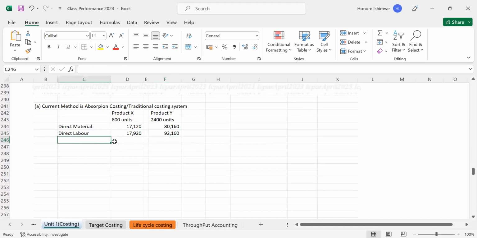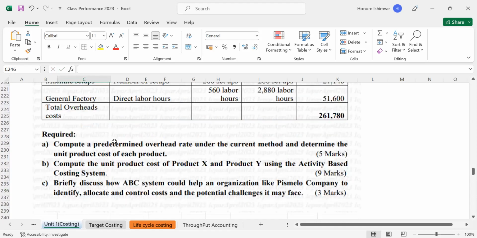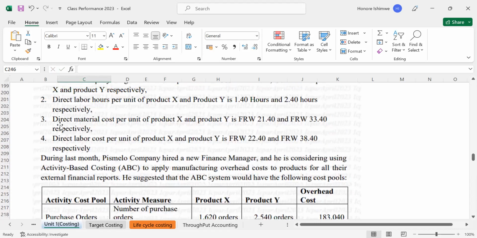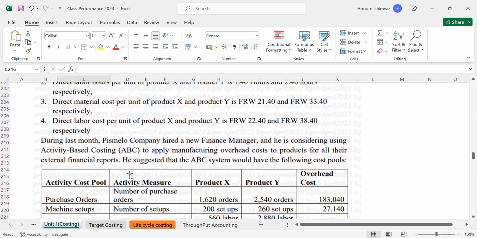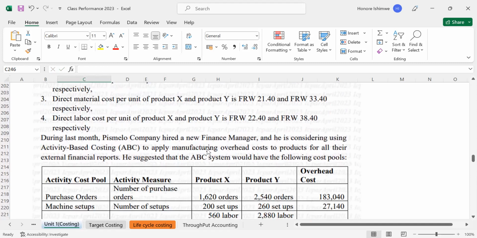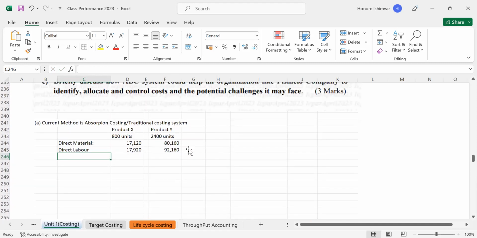So let's see if we have direct expenses. Direct expenses, if any, in our question. Here, after giving us this information about the production units, they give us the direct labor hours, direct material cost and even direct labor costs. So they come here to give us this overhead. There is no direct expenses.